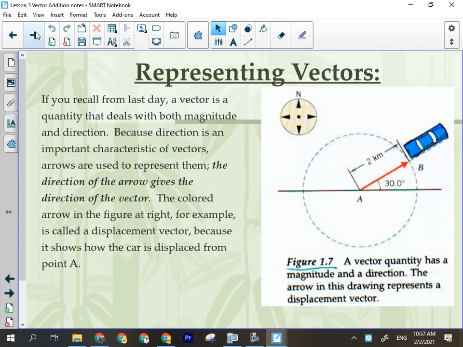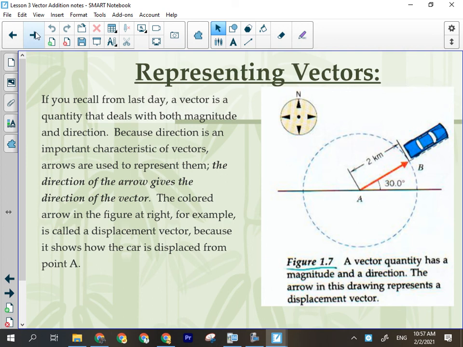Okay. All right, so talking from yesterday, a vector is a quantity that deals with both magnitude and direction. Direction is an important characteristic, so we represent all vectors with arrows. That's the common method for representing any vector quantity. We draw it as an arrow. The length of the arrow represents the magnitude of that vector quantity. So if I had a 5-meter long vector and a 10-meter long vector, the 10-meter long vector should be twice as long as the 5-meter long vector. Length represents magnitude. Everybody okay with that?